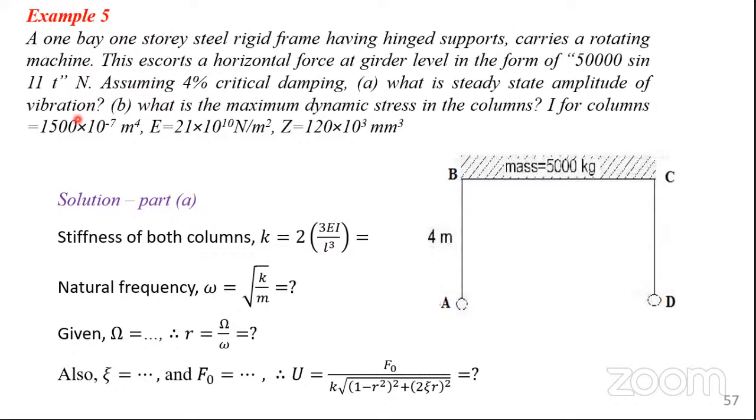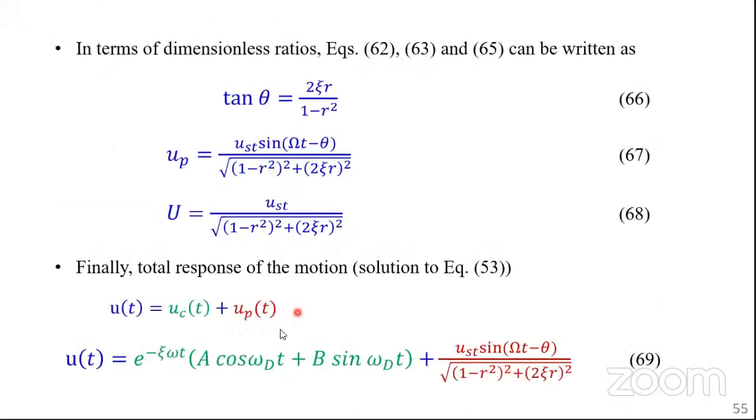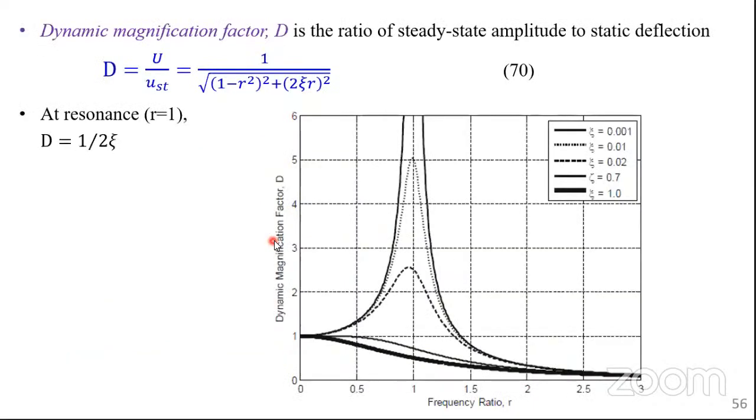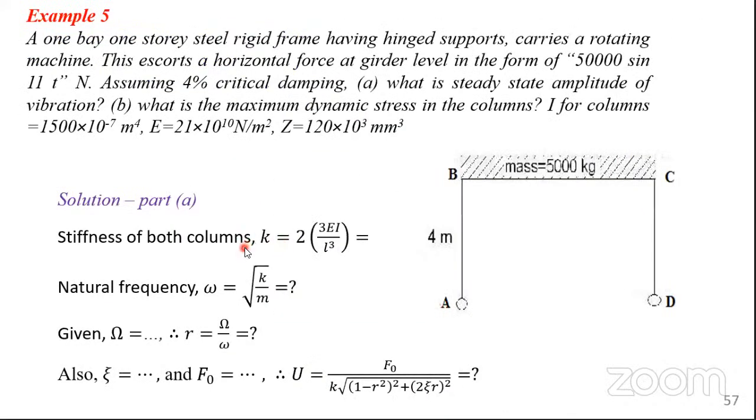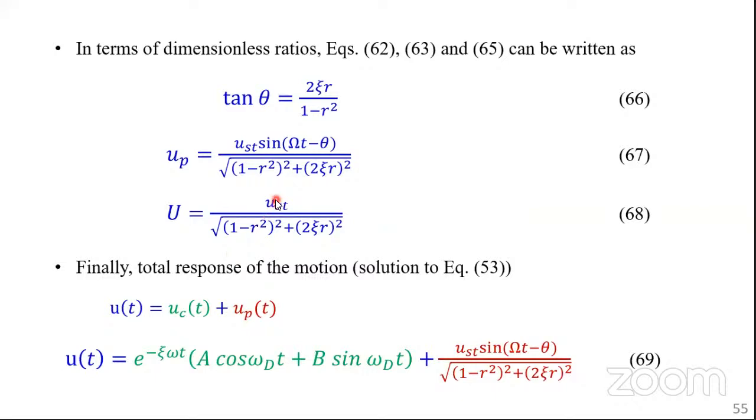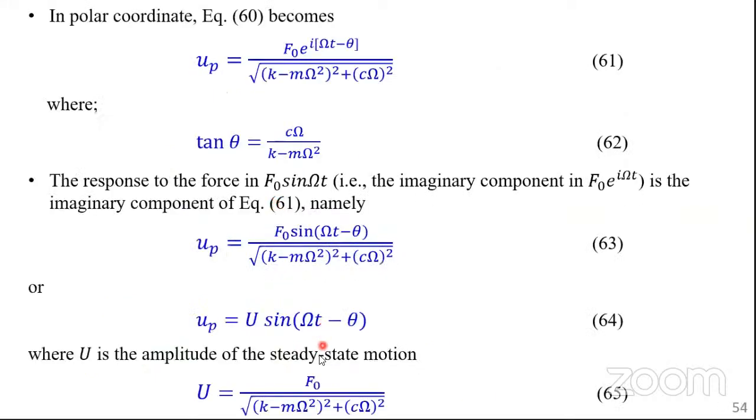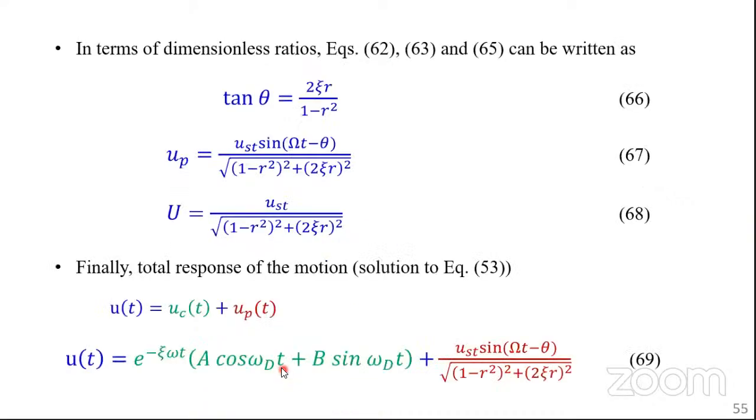And solution for part A, we are saying, what is the steady state response or amplitude? What is the steady state amplitude? So what we are required to obtain here is capital U. And the capital U, of course, from equation 68, we have capital U is UST over the root of that. And UST, of course, you knew UST is equal to F naught over K. You can go back here, you get UST is equal to F naught over K. The UST is static deflection.